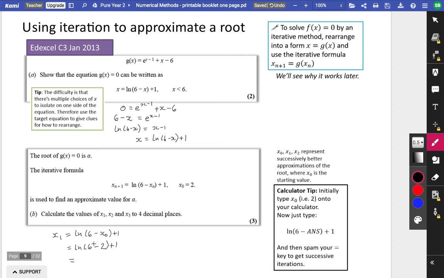So we're going to have that's ln(6 - 2) + 1. And we come up with this first approximation is 2.3863, and that's to 4 decimal places.